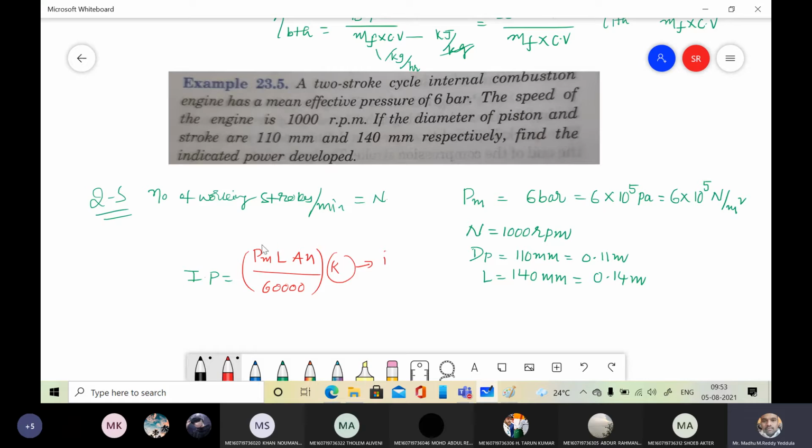Okay. And P_m is given, stroke length is given, area. How to calculate area? Area is equal to pi by 4 d square, because it is a circular cross section. You will get the area. And small n is equal to capital N by 60,000. Just the basic formula, how to apply the formula.